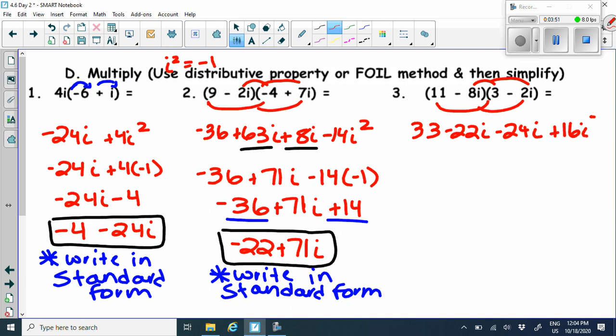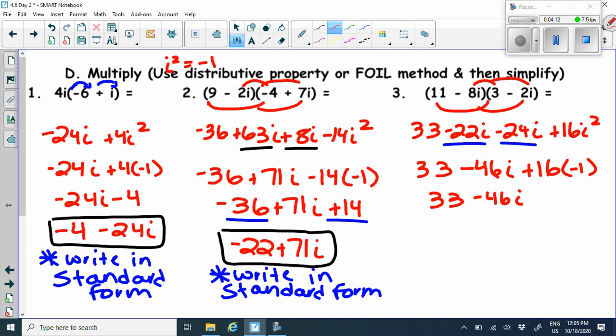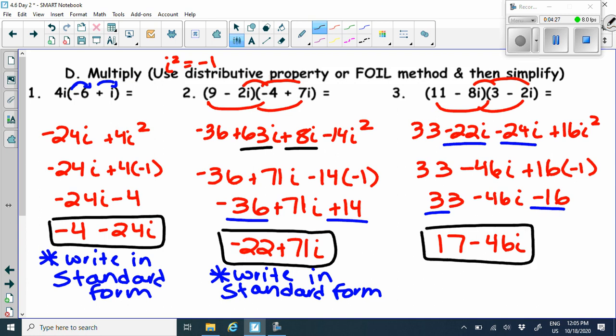plus 16i squared. Okay, let's combine our like terms here, which is going to be negative 22i and negative 24i. So that gives me negative 46i. I'm going to replace the i squared with negative 1. And so that gives me negative 16. I combine 33 and negative 16. So that's going to give me 17. And then minus 46i. Notice that I did write it in standard form. So that means 17 minus 46i is going to be my final answer.